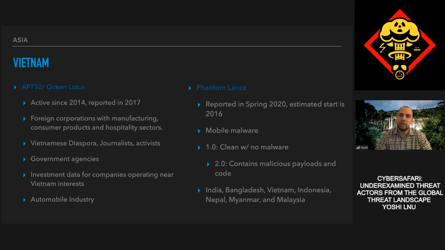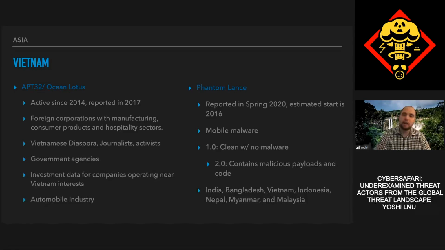We also see Ocean Lotus or APT-32 conducting targeting against government organizations, mostly located regionally. According to the EFF, they've also been known to target journalists and activists. We talked about the diaspora. One interesting thing is that Ocean Lotus, either on accident or on purpose, leaked transcripts between the Philippine president with world leaders, including both the Chinese and the US presidents. And they uploaded those to VirusTotal. Whether or not that was intentional, we don't know, but something interesting to look at.